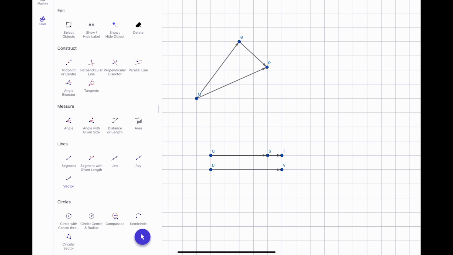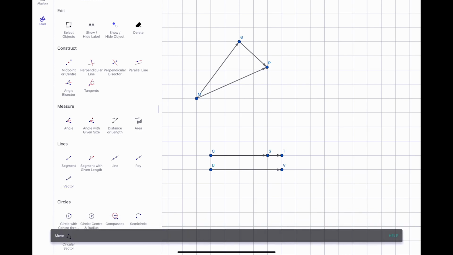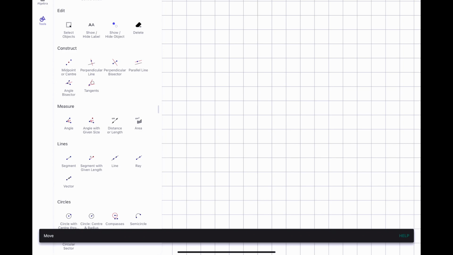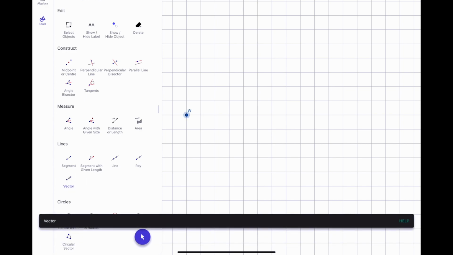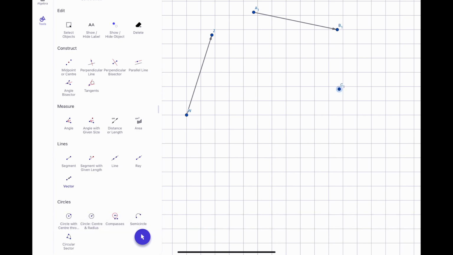For example, I can give you a vector from here to here. I can give you another vector from here to here. I can give you another vector from here to here. And I can give you another vector from here to here. And I ask you to add them.